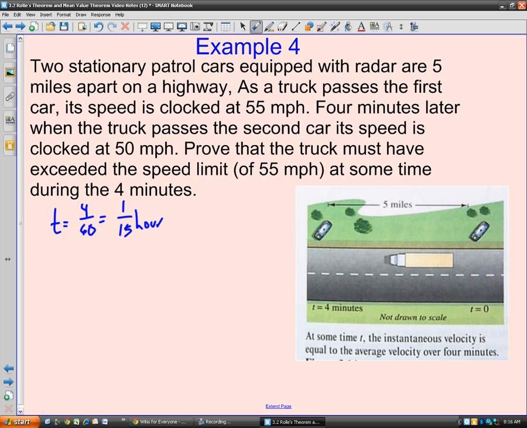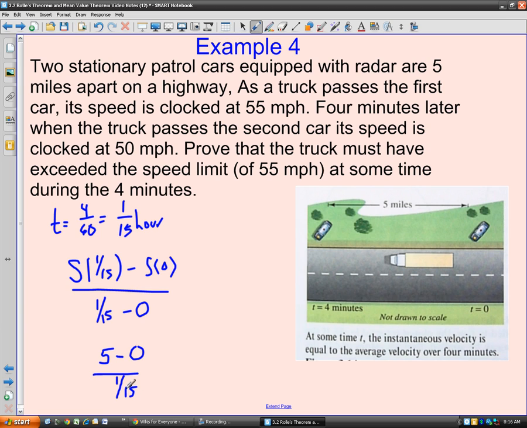And so then if we have to prove this, we're just going to use our average value. So we're going to say the function in terms of 1/15 minus the function in terms of 0, all divided by 1/15 minus 0. And so then plugging in these values real quick, s of 1/15 was 5 miles, that's how far it traveled, s of 0 is 0, and then we're dividing by 1/15 hours. And so then multiplying this out, we will show that it is 75 miles per hour that the semi had to travel to get between the 2 cop cars using our average value.